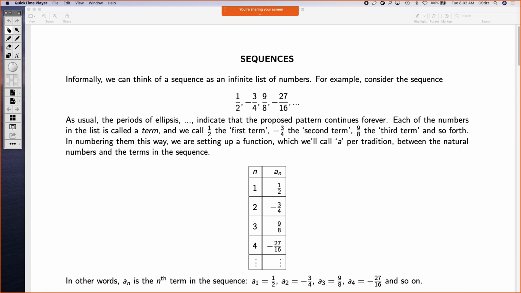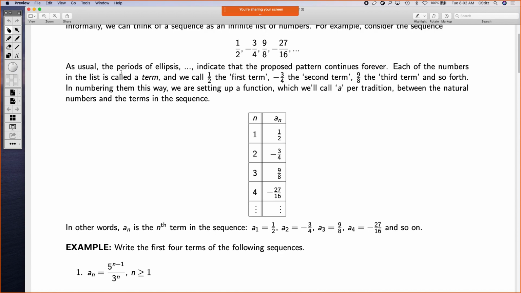So a sequence, there's a couple different ways to think of a sequence. Informally, a sequence is just a list of numbers. All right. So here's how we start a sequence: 1/2, -3/4, 9/8, -27/16, etc. And these periods of ellipsis are kind of dangerous because whoever starts writing the sequence is just going to assume that you're going to continue the pattern in the way they think it should continue.